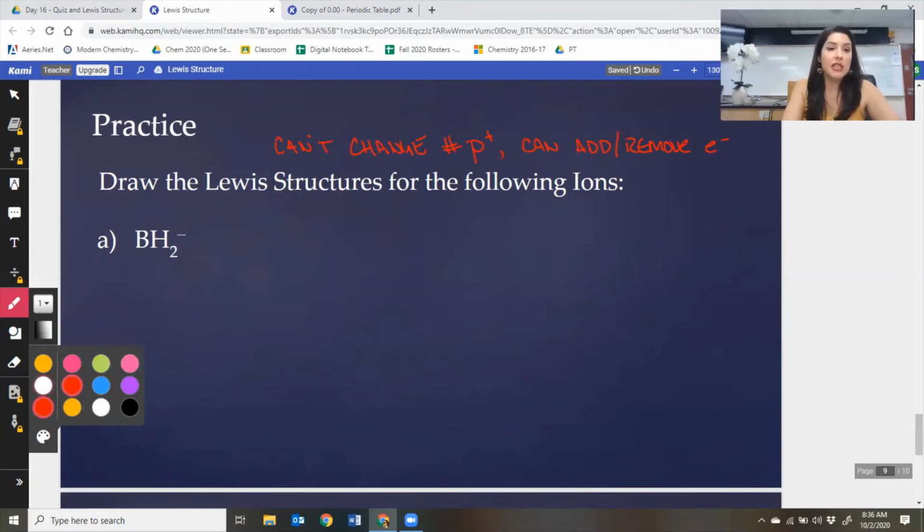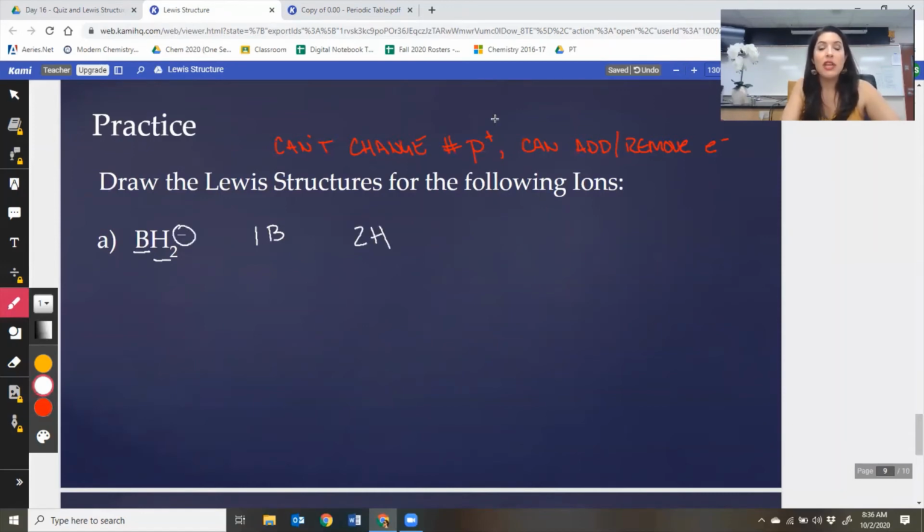So let's take a look at this molecule here. I have 1 boron and 2 hydrogen. I also have an extra negative sign. That means it's 1 negative. So it has 1 more negative particle than it does positive particles. And of course, negative particles are electrons. So I need to make sure I include 1 electron in my Lewis structure. And I'm going to sit on that for a moment and wait until I need it.